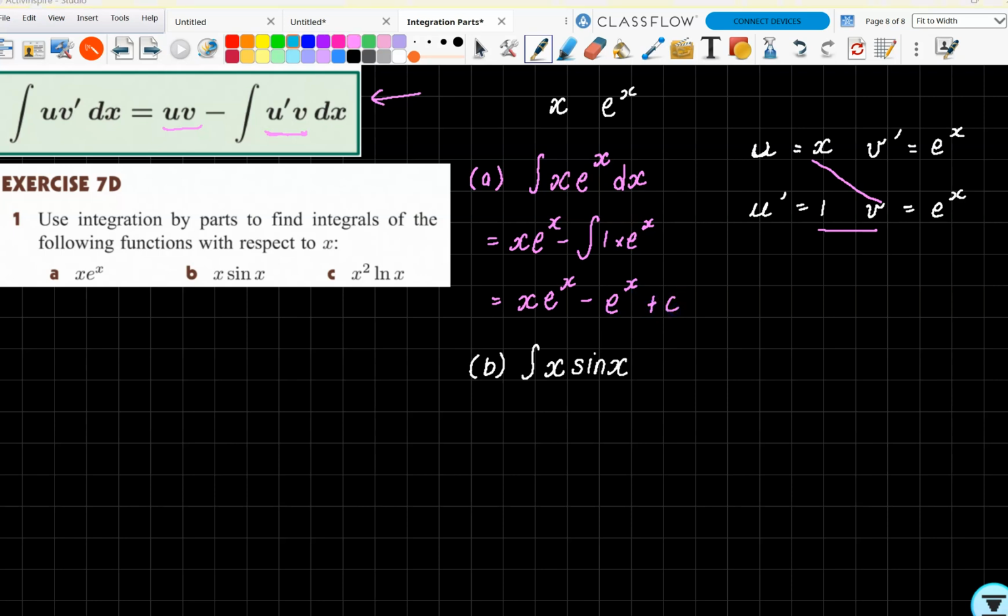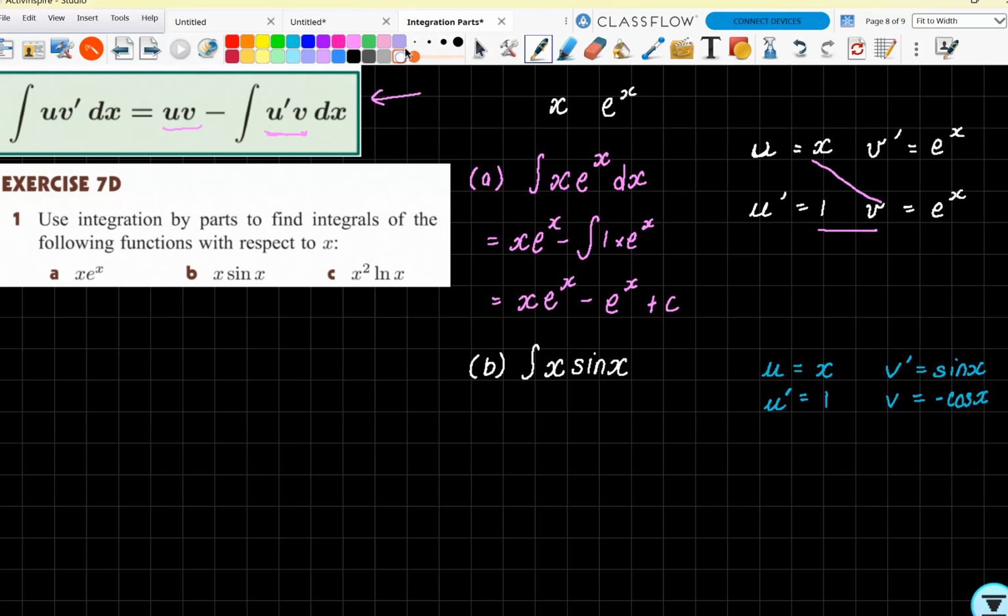Now let's have a look at the next one. Similarly again, when we've just got an x, I hope you've now realized that that would be really nice to make the one that we differentiate, because the derivative of x is just 1. Okay, and we'll let v dashed be sine x. And so what is the integral, in other words v, what is the integral of sine x? That will be minus cos x.